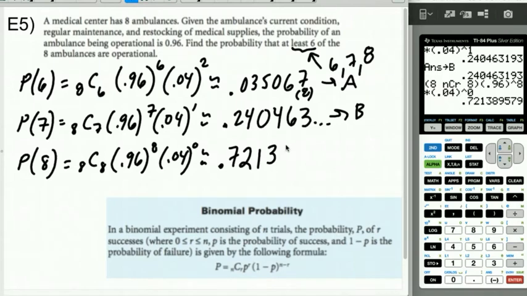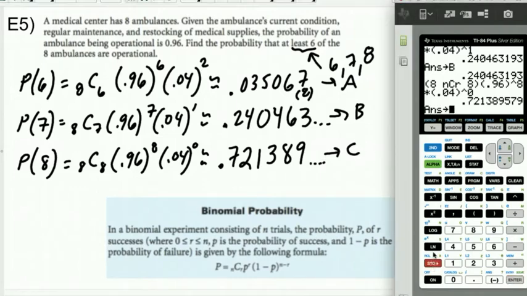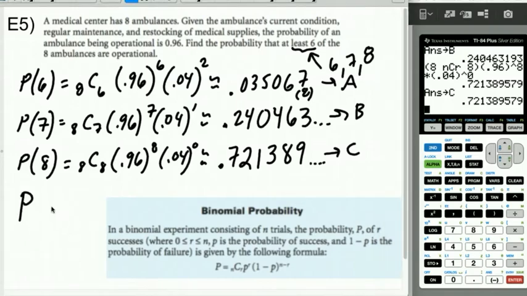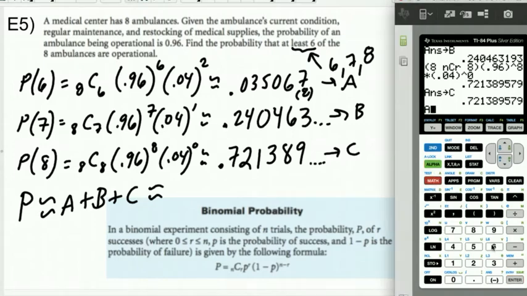I'm going to store that as C, right? So we'll do store as alpha C. And then the answer I want, so the probability that we're looking for is the thing I called A plus the thing I called B plus the thing I called C. So alpha A plus alpha B plus alpha C.